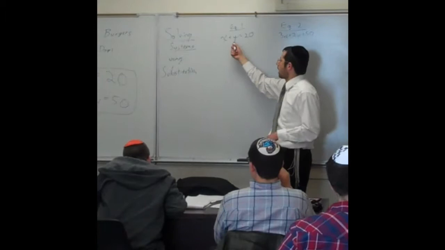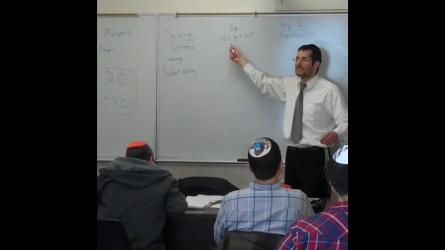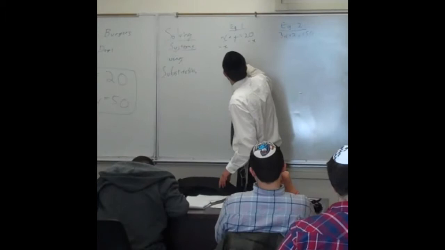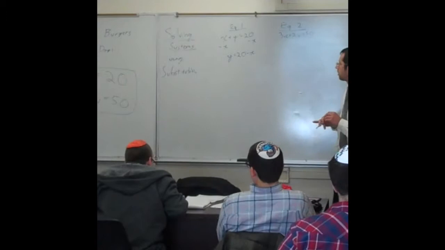Now, this looks pretty simple, right? I would want to substitute x or y based on what I have here, but it's not ready yet, right? Okay, what do I need to do? I have to subtract x on both sides. You could do y also. Y equals 20 minus x. I subtracted x. Y is equal to 20 minus x.